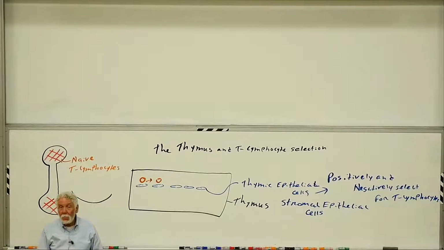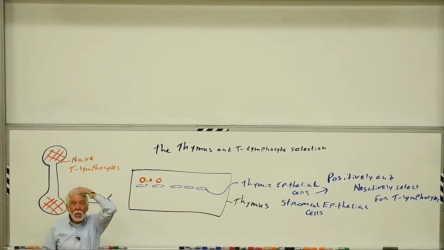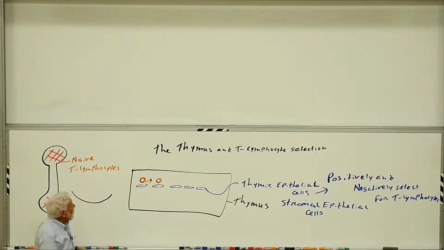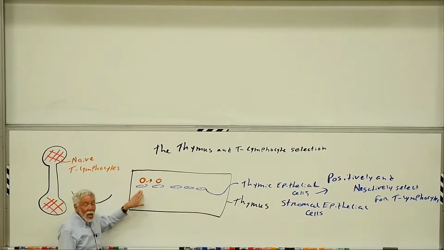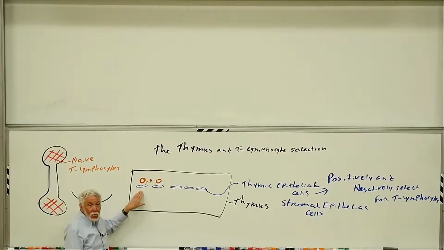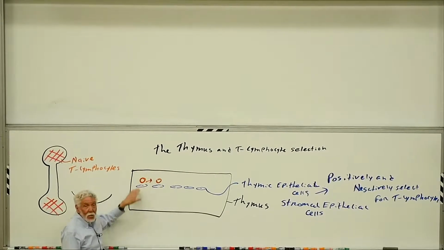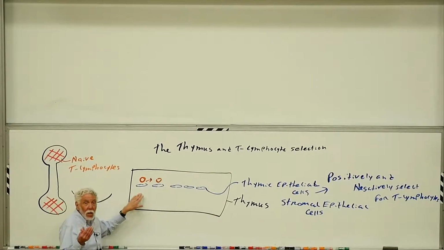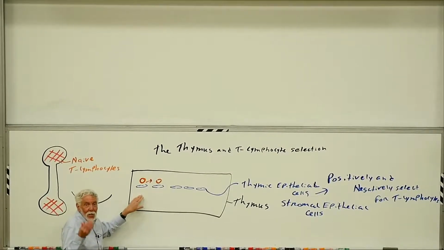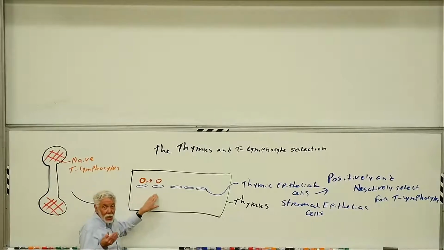Which one is the positive, which one is the negative selection? The positive one is, yes, you can see proteins. That's a minimum requirement, so we say that was a positive development. You can recognize proteins. The negative selection is to make sure these T lymphocytes don't recognize our own proteins.